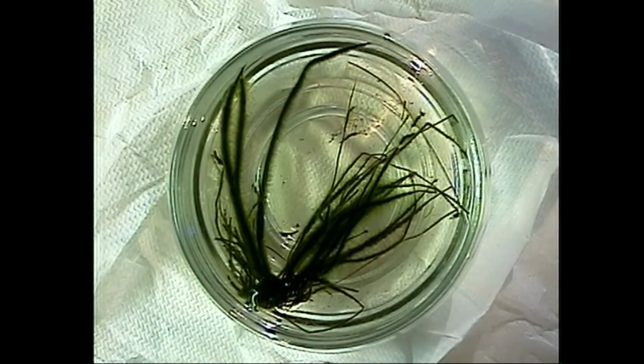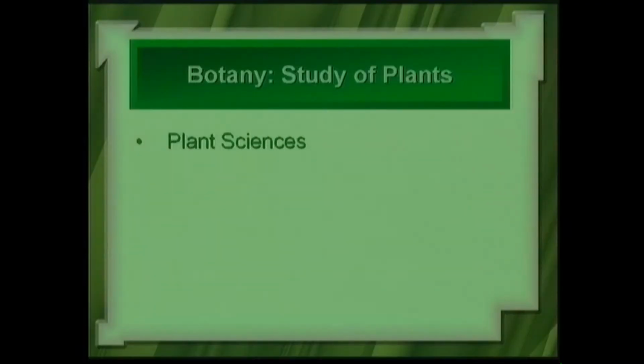Recall also that algae are not necessarily plants either, even though some algae are actually related to plants, but generally algae are considered as part of a different kingdom. So phycology is the study of algae.